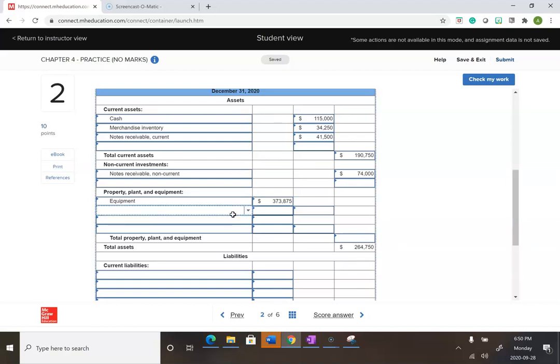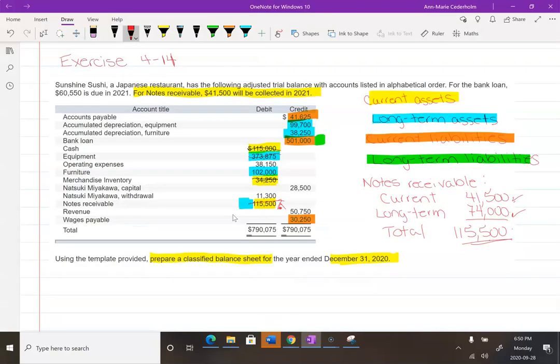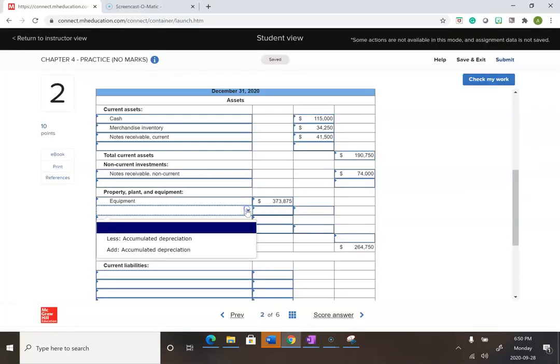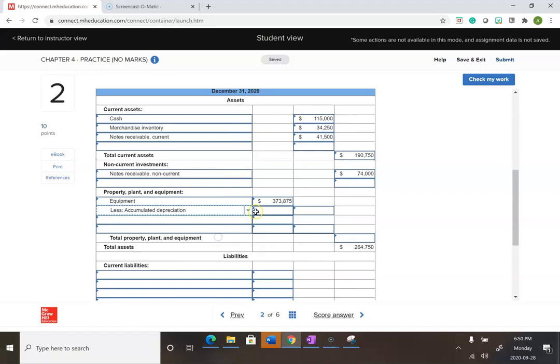$373,875, and now we subtract the accumulated depreciation for the equipment, so that's just a contra asset account, and that's this one right here, the $99,700. If you take the $373,875 minus the $99,700, that gives me a net book value, that's what we call it when we have those two totals together, of $274,175.